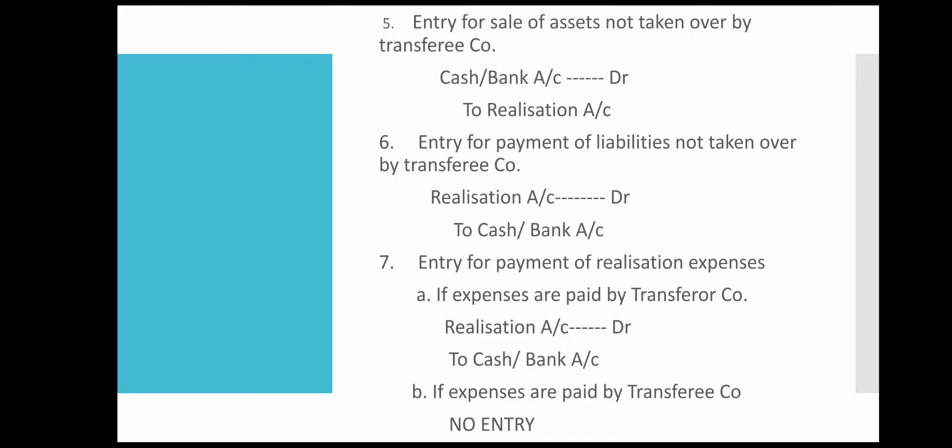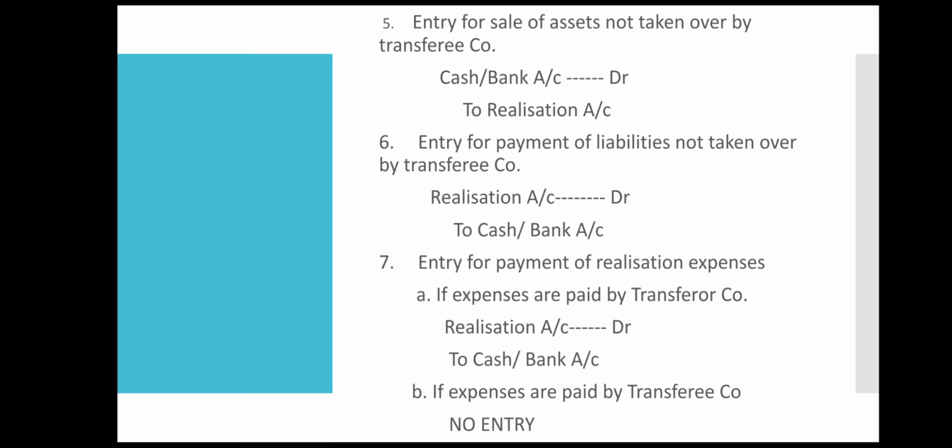Entry for sale of asset that is not taken over by transferee company. Now when you're closing down your business and if a particular asset is not taken over by transferee company, then you have to pass this entry wherein you will sell that asset, and whatever cash you receive, that will be taken in realization account.